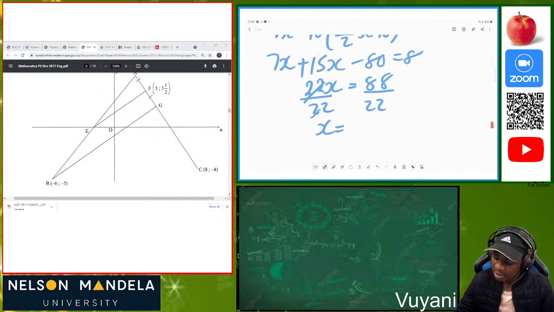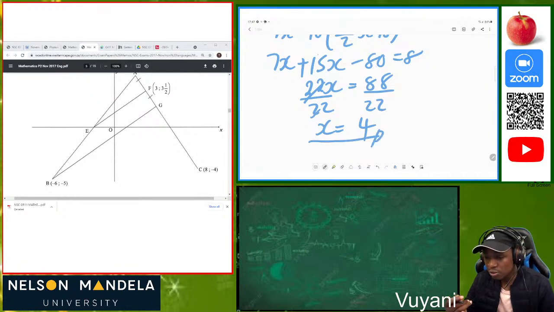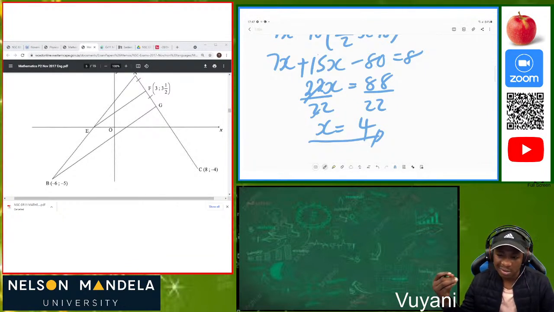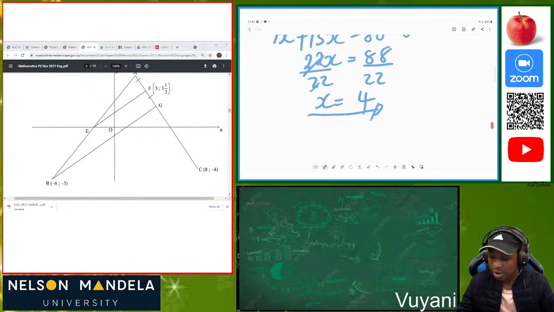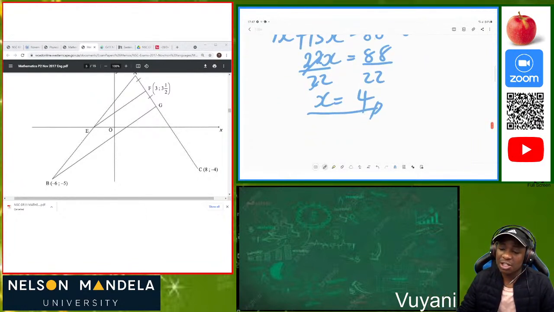Now x is equivalent to 4 if you use your calculator, because it's 22, then 44, then 66, from 66 it's 88. Yeah, so x is equivalent to 4, but I always advise that you use your calculator. Use your calculator when you reach there.